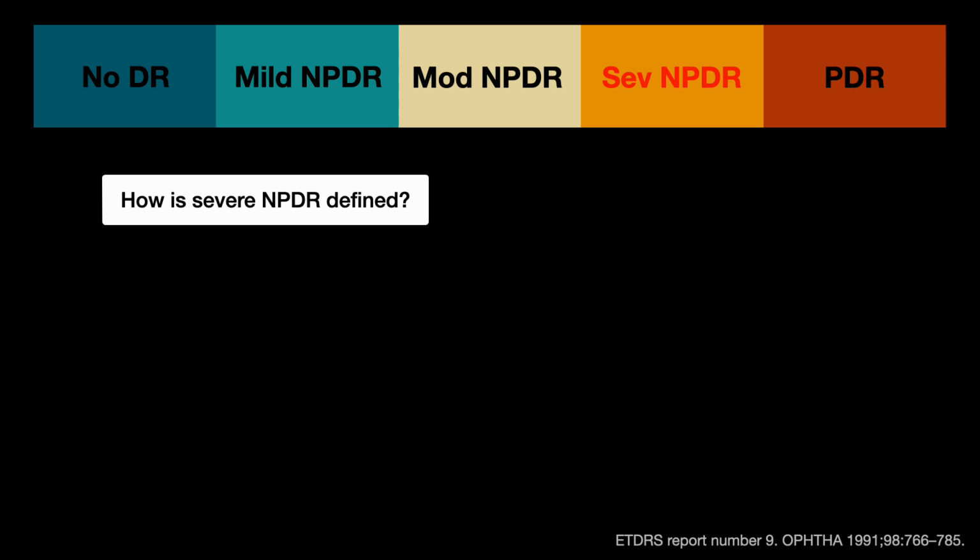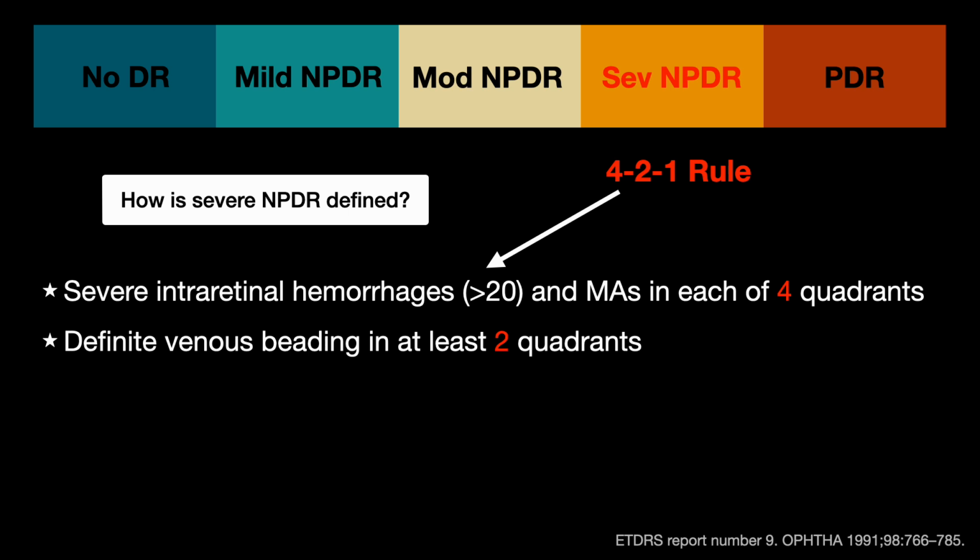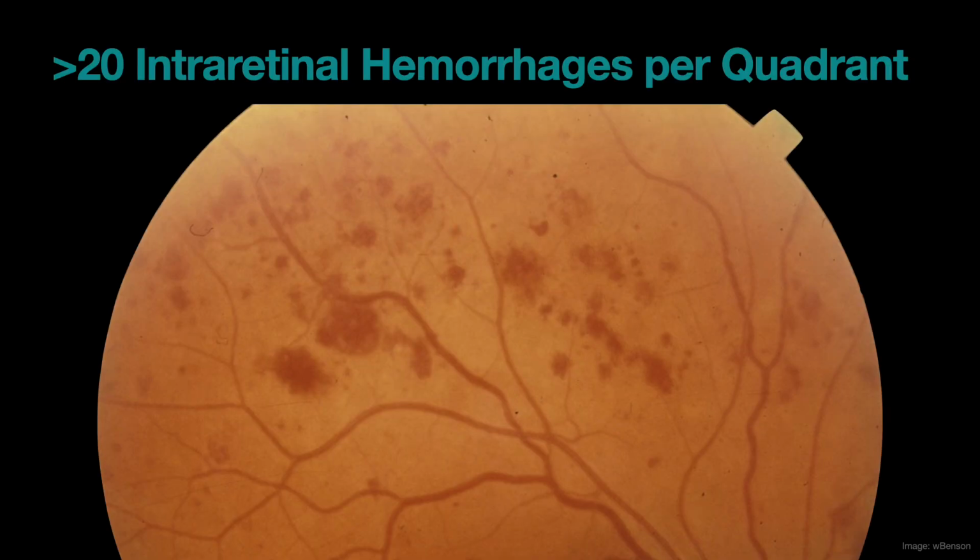Okay, so how is severe NPDR defined? So we talk about the 4-2-1 rule. Think about it for a moment. So 4 quadrants of severe intraretinal hemorrhages, at least 20 in each, and MAs. Definite venous beading in at least 2 quadrants, and prominent IRMA in at least 1 quadrant. All you need is one of these criteria to meet the 4-2-1 rule, and you have severe NPDR.